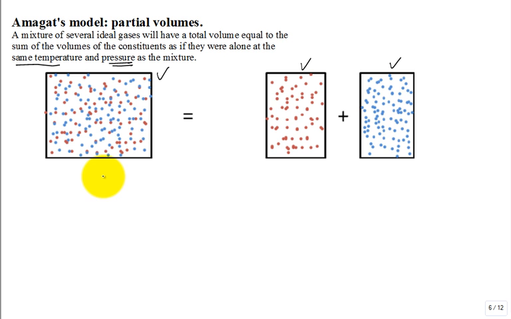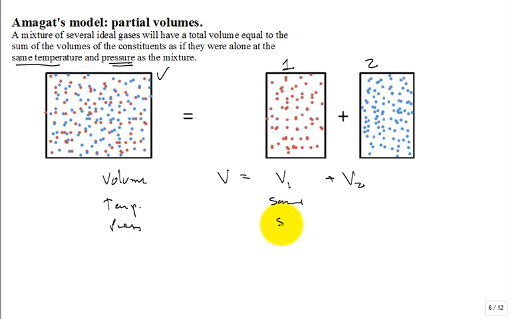And so when we talk about the volume, the total volume is the sum of volume 1 plus volume 2, thinking about this is for component 1, this is for component 2. Okay? What about the temperature? They're the same. What about the pressure? They're the same.